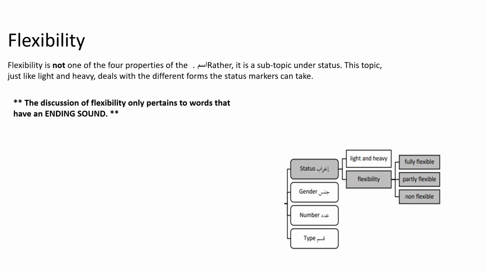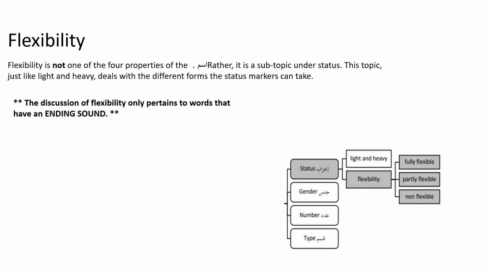Okay, so obviously by the English term you understand fully means it's completely flexible, meaning it has all the three sounds. Partly means it can only have two sounds. Non means it only has one sound. Okay, so it's very simple to understand by the title itself, right? Now the partly flexible words are the lowest in number, you can say. There are actually more non-flexible words, and we're going to talk about it soon. But partly flexible words are not too many, not too many.